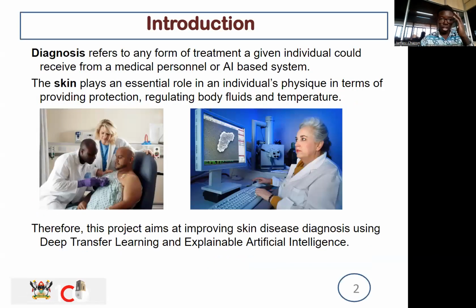So, diagnosis refers to any form of treatment a given individual could receive from a medical personnel or an AI-based system. In this case, the skin plays an essential role in an individual's physique in terms of providing protection, regulating body fluids, and temperature. Therefore, this project aims at improving skin disease diagnosis using deep transfer learning and explainable artificial intelligence.